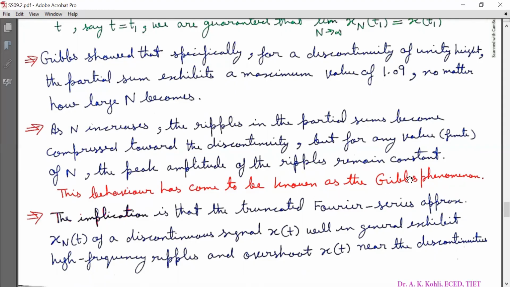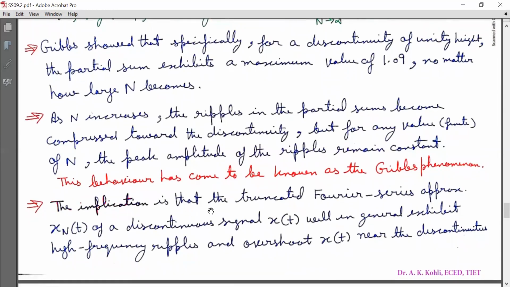So this is very important. What is Gibbs phenomenon? Once more, I repeat that Gibbs showed that specifically for a discontinuity of unity height, the partial sum exhibits a maximum value of 1.09, no matter how large capital N becomes. As N increases, the ripples in the partial sums become compressed towards the discontinuity, but for any finite value of N, the peak amplitude of the ripples remains constant. This behavior has come to be known as the Gibbs phenomenon.